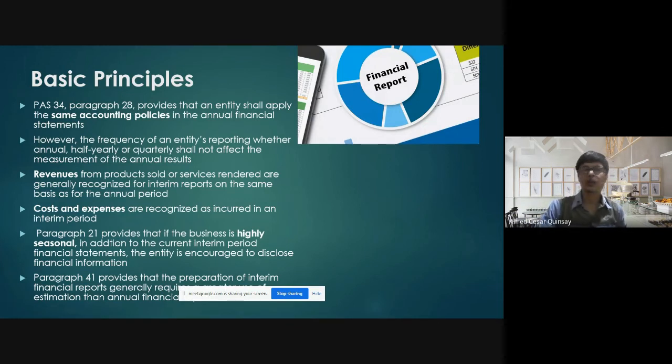Okay, so then rather than an interim, in an annual, pasok na lahat sila. Okay, pasok na lahat sila. So there is less estimation if it's in annual than an interim, no? Kung 3 months lang, no?